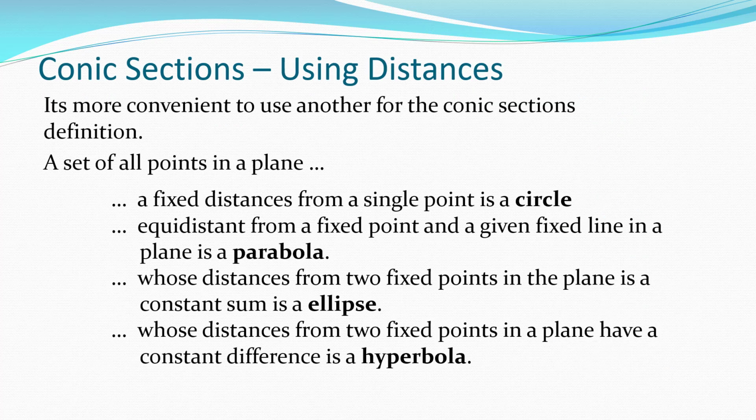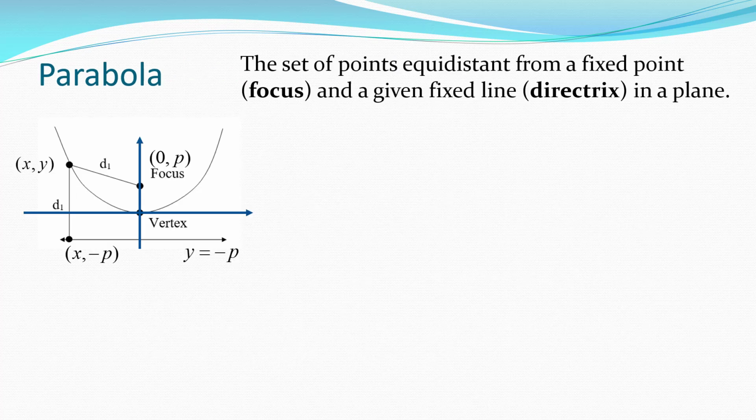While that's the definition, it's not terribly useful in order to derive things. So an equivalent definition is in terms of distances. The conic sections, at least the non-degenerate ones, are the set of all points in a plane that satisfy one of these properties. If it's a fixed distance from a single point in a plane, that's called a circle. If it's equidistant from a fixed point and a given fixed line in that plane, it's called a parabola. If the distances to two fixed points in that plane have a constant sum, that's called an ellipse. And if the distances to two fixed points in the plane have a constant difference, that's called a hyperbola.